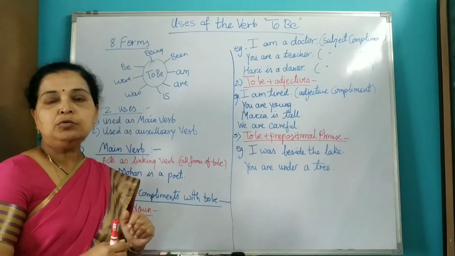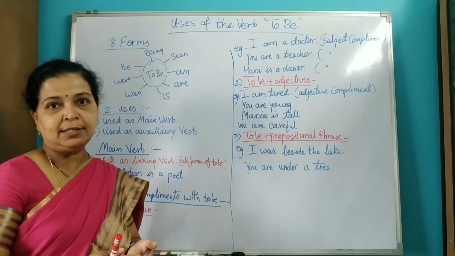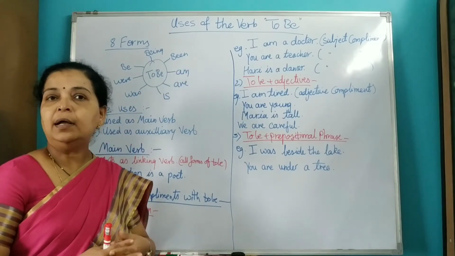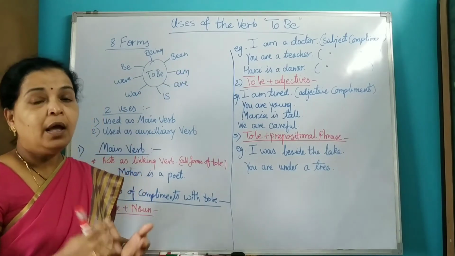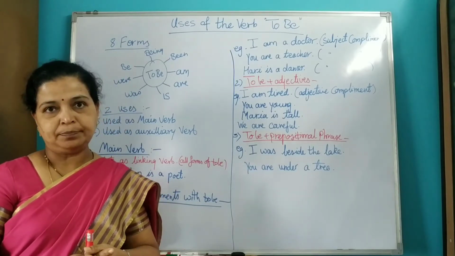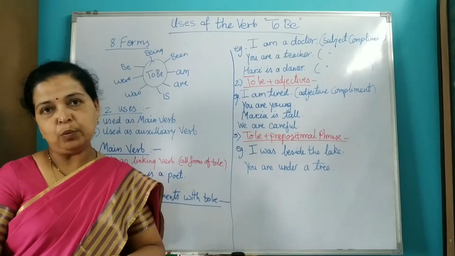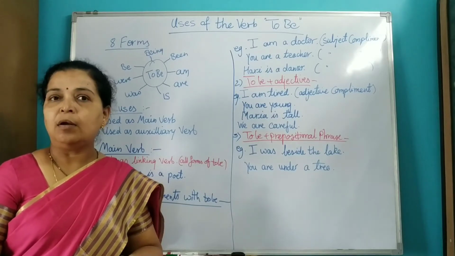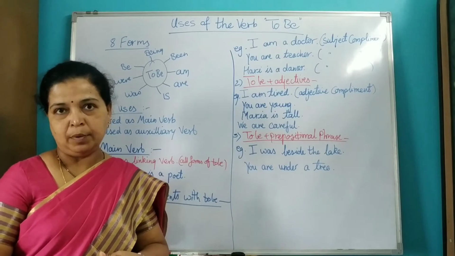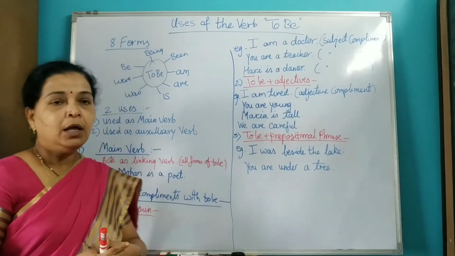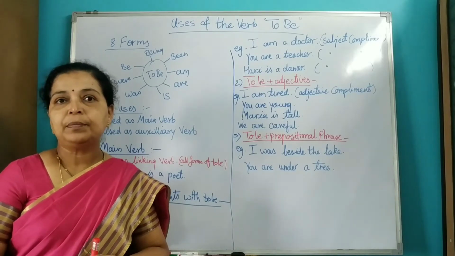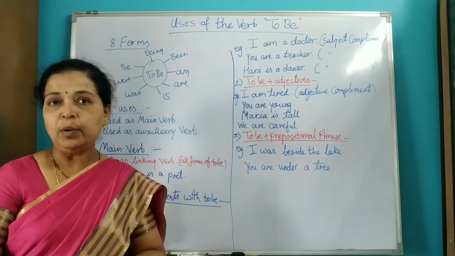Being is used in the continuous tense and passive voice. And been, we use it in the perfect tense. Okay. Now, the verb to be has got 2 uses. It can be used as main verb, or it can also be used as auxiliary verb or helping verb. Okay, so 2 uses are there. Today we are going to see how to use to be as a main verb.